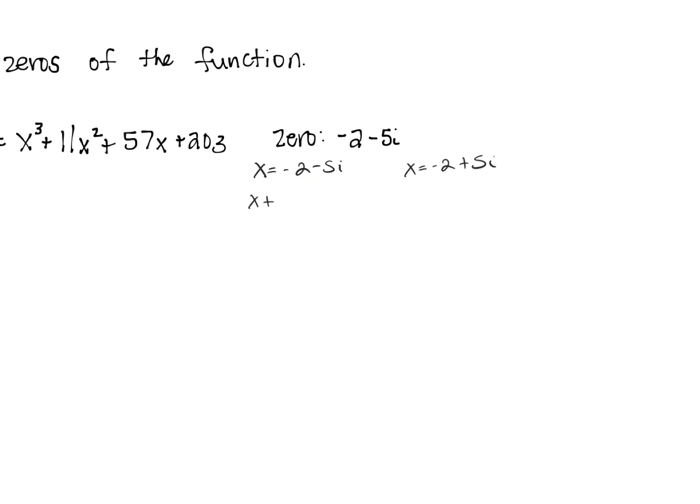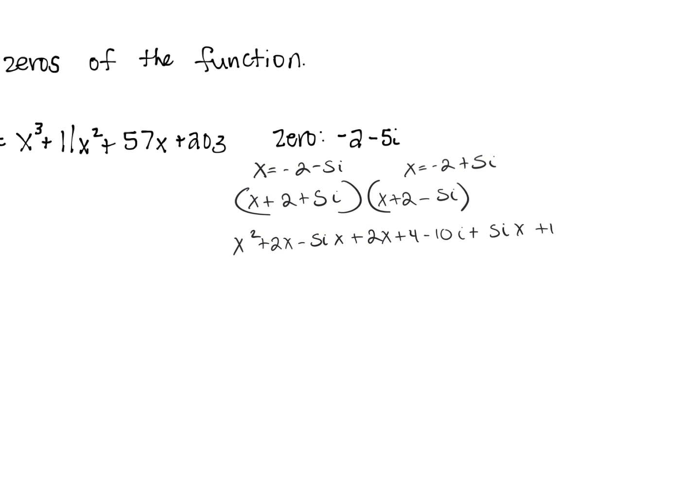That means this is going to be x plus 2 plus 5i, and this other one is going to be x plus 2 minus 5i. I'm going to go ahead and start foiling. So it's going to become x squared plus 2x minus 5ix plus 2x plus 4 minus 10i plus 5ix plus 10i minus 25i squared. The 5ix and the negative 5ix cancel. The 10i and the negative 10i cancel. And we are left with a little bit fewer terms.